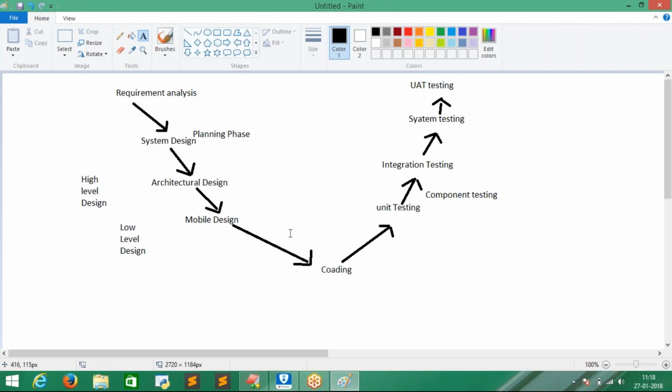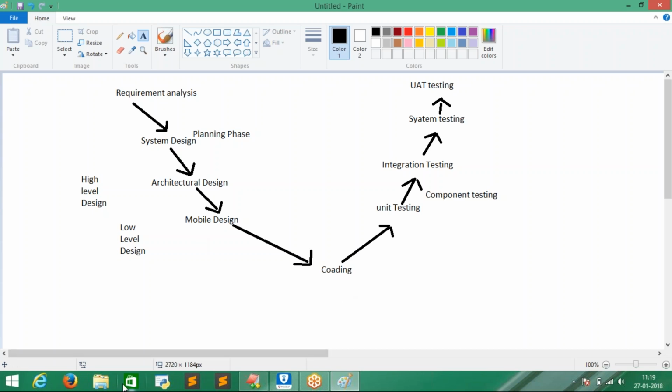As it looks like a V structure, that's why it is known as the V model. So first is requirement analysis, then system design, which is the planning phase, then architectural design, then module design, then coding, followed by unit testing, integration testing, system testing, and UAT testing. This looks like a V, that's why it's known as the V model.